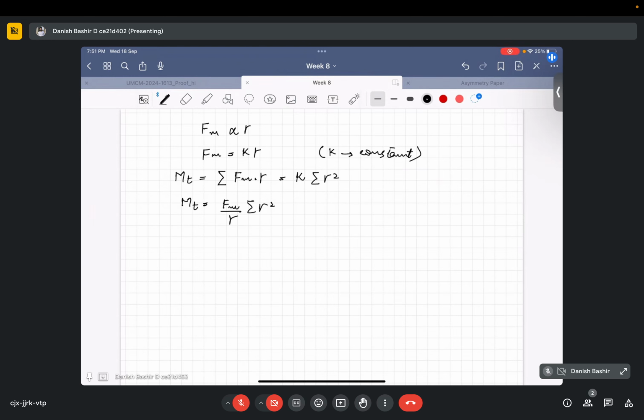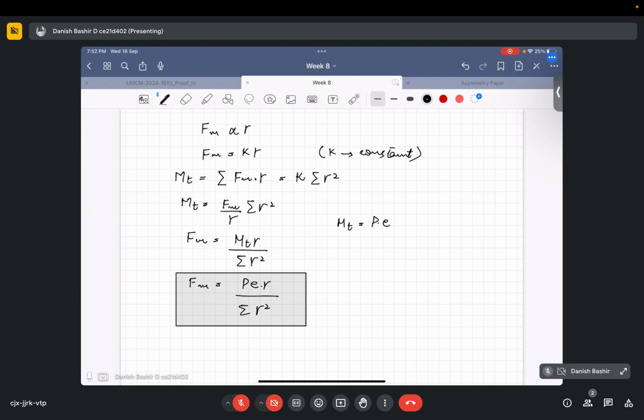So the shear force on each bolt, Fm, will be equal to MT into R divided by summation R square. But we know that MT, the total moment on the joint, is equal to P into E. So the shear force on each bolt, Fm, will be equal to PE into R divided by summation R square. So this is Fm, the force on each bolt. Okay, then moving forward.